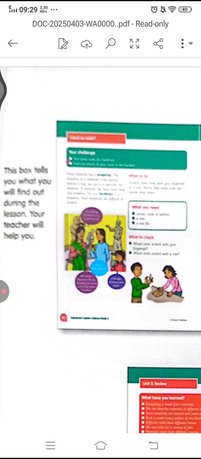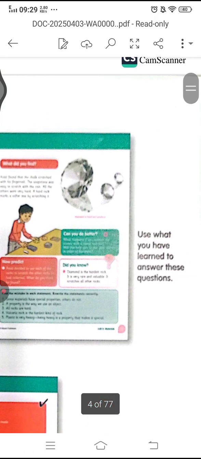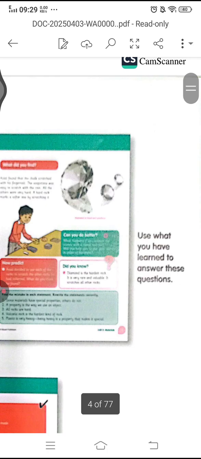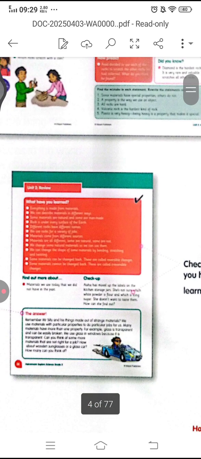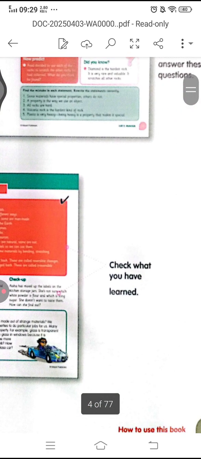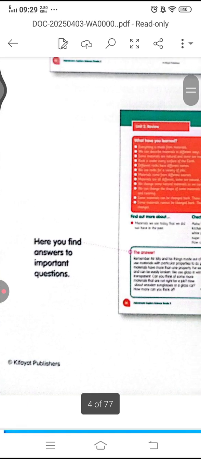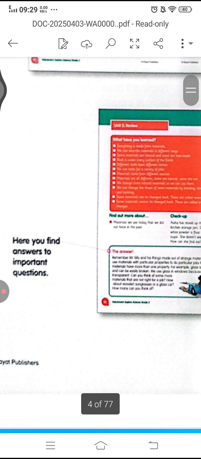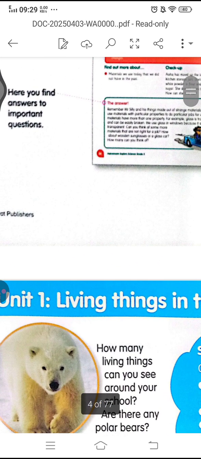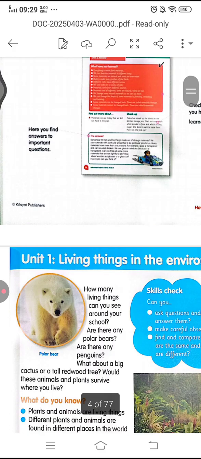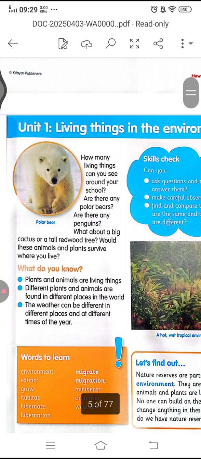You have to find out some of the facts with the help of your teacher, and you have to learn the question answer and check your knowledge. Did you learn very well? Have you found the answers to the important questions related to the unit?